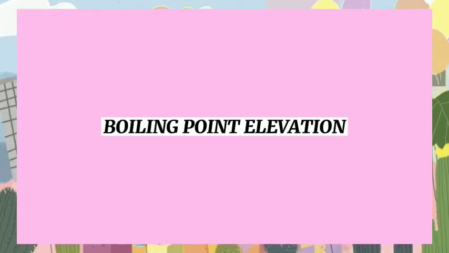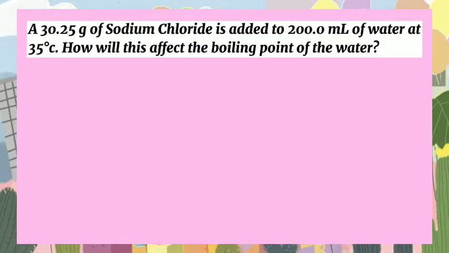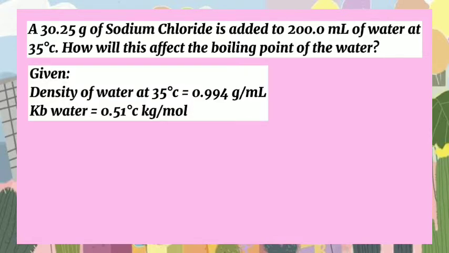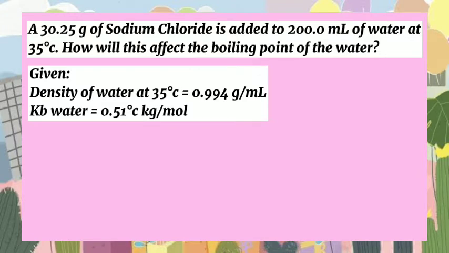Let's proceed to the boiling point elevation. A 30.25 gram of sodium chloride is added to 200 ml of water at 35 degrees Celsius. How will this affect the boiling point of the water? The density of water at 35 degrees Celsius is 0.994 gram per milliliter. And the value of the molar boiling point elevation constant is 0.51 degrees Celsius kilogram per mole.